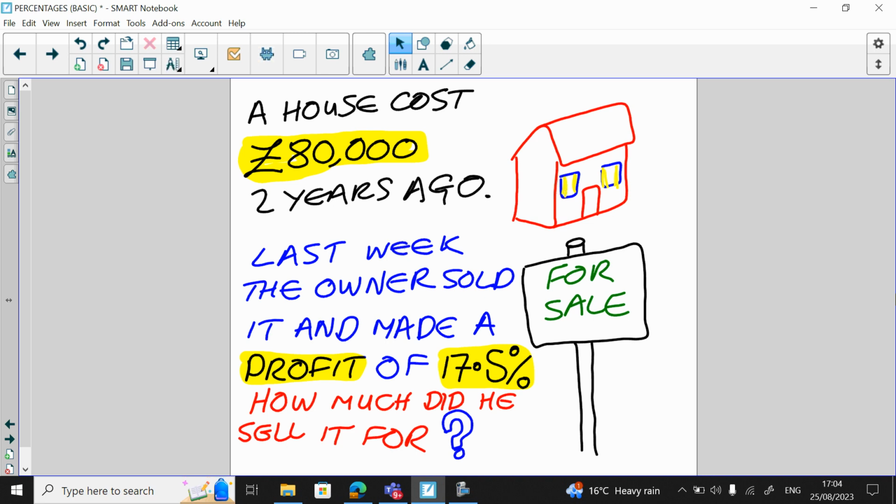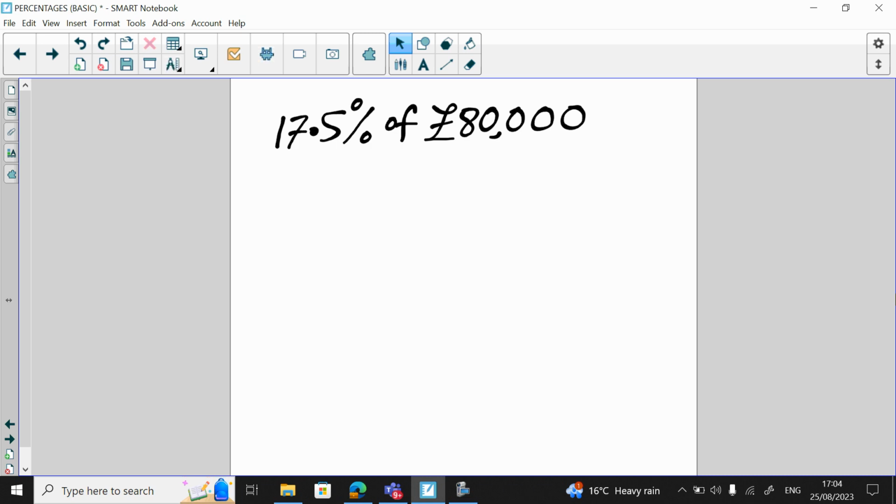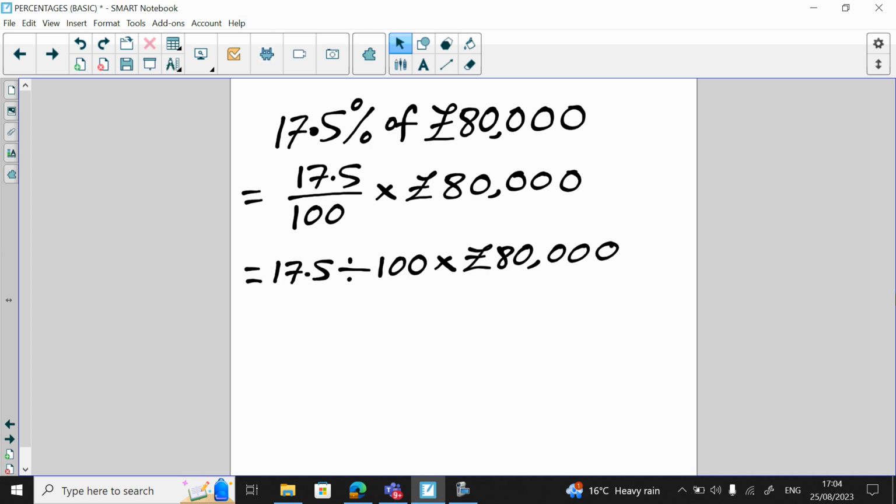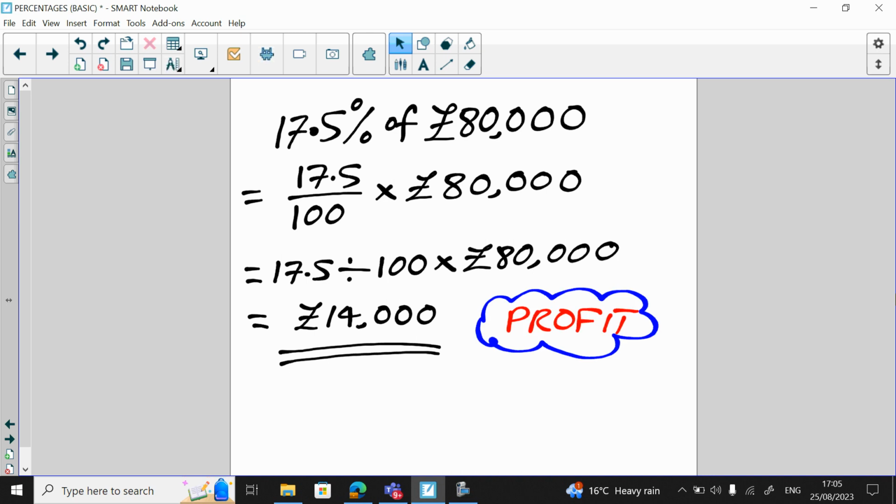So let's go and get the percentage. So 17.5% of £80,000. Let's turn percent into a fraction, times 80,000. Fraction becomes divide, times 80,000. Calculator time. There you go, £14,000. Don't stop there, because you need to realise, what does the £14,000 represent in this story, this narrative, right? So the £14,000, that was actually the profit.